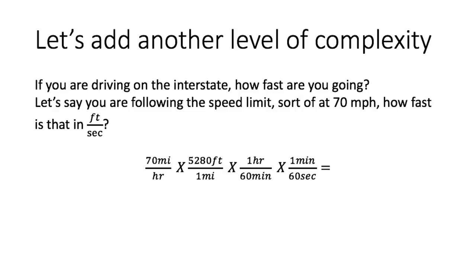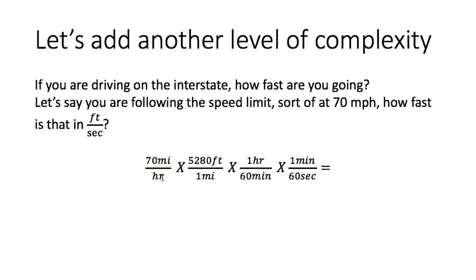Say, for example, you are driving on the interstate. How fast are you going? Let's say you're following the speed limit at 70 miles per hour. How fast is that in feet per second? To do this, we're going to take 70 miles per hour. So we write miles over hour.